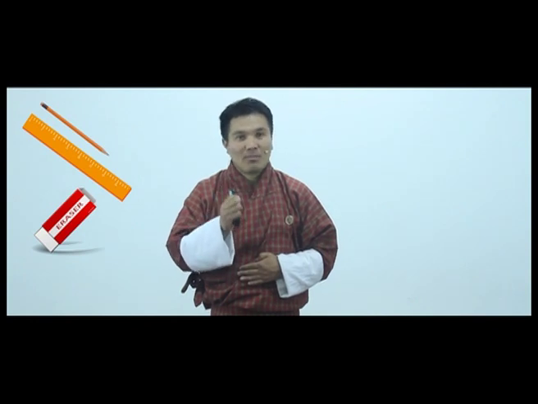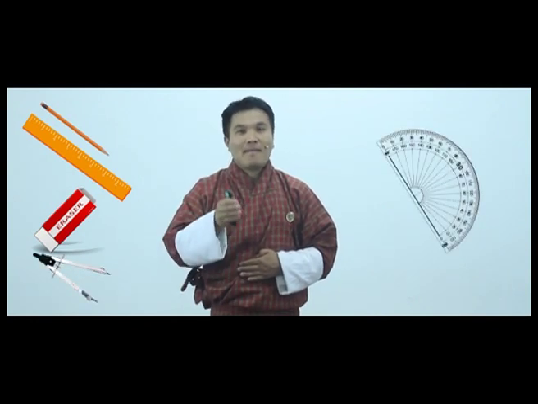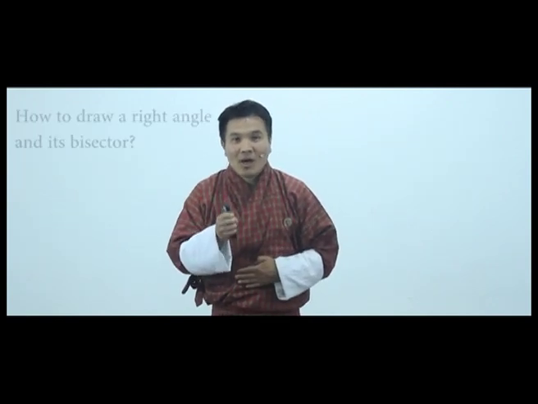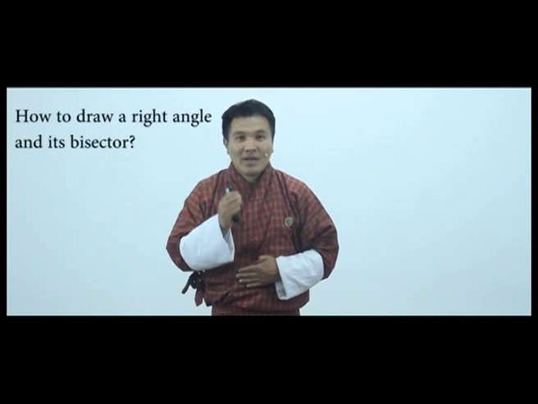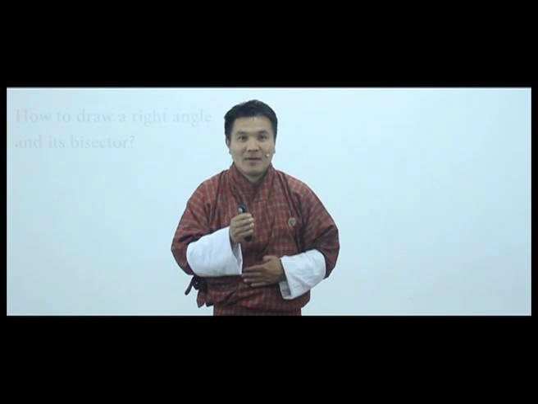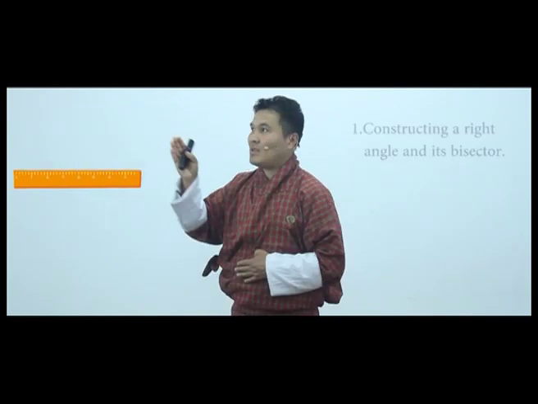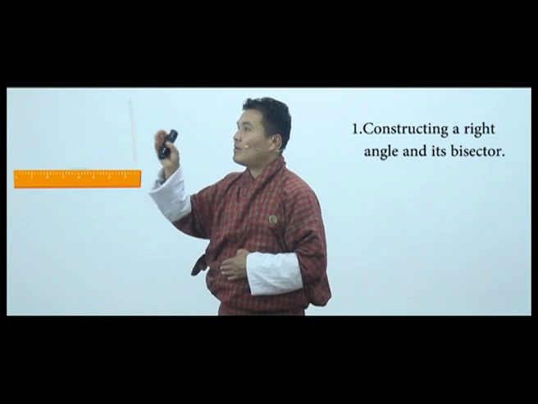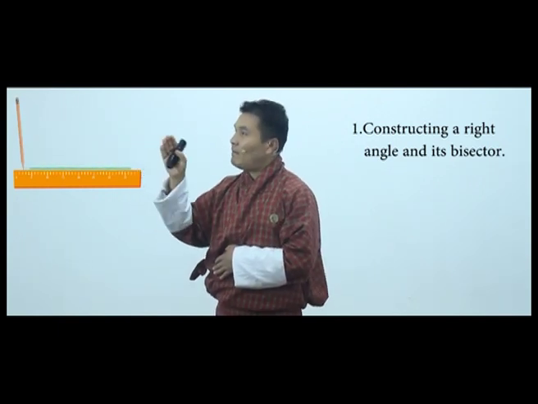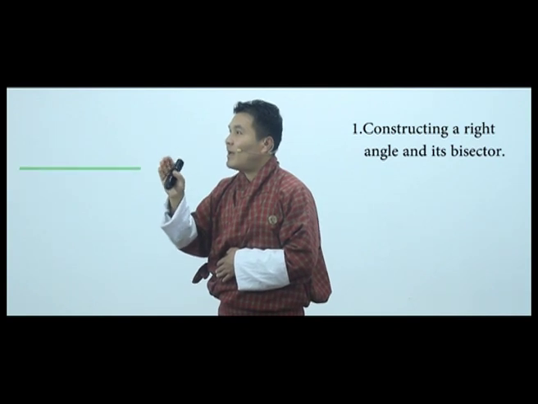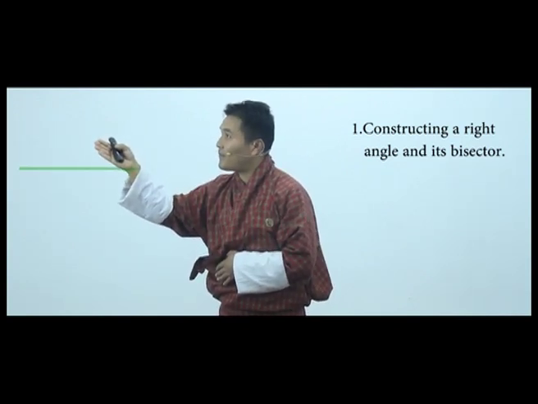Number 2, you need to have a ruler, an eraser, and a pair of compasses, so that your geometrical work, whatever you do in the class, will be accurate. So now the first one, I am going to show you how to construct or draw a right angle and its bisector. So number 1, first you have to draw the lower arm of your angle using your ruler and pencil, as you can see on the screen.